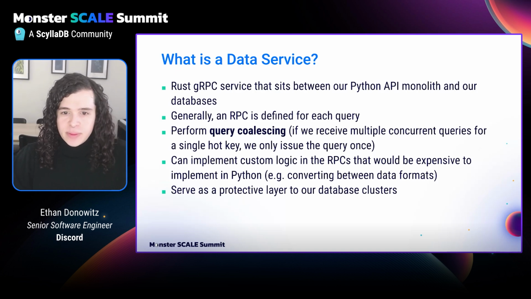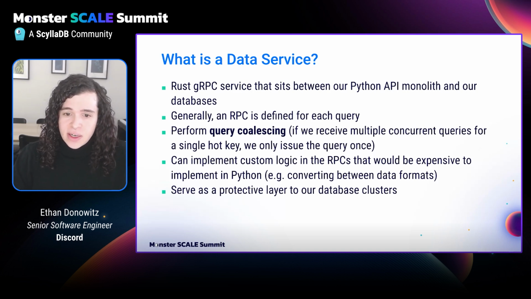These data services can perform query coalescing, which is if we receive multiple concurrent queries for one key, we only issue the query once. So you basically have a bunch of RPCs sharing a single query to the database, which substantially reduces load for a very hot key. And this is much easier to deal with than caching because there's no state, and you don't have to worry about anything like cache invalidation.